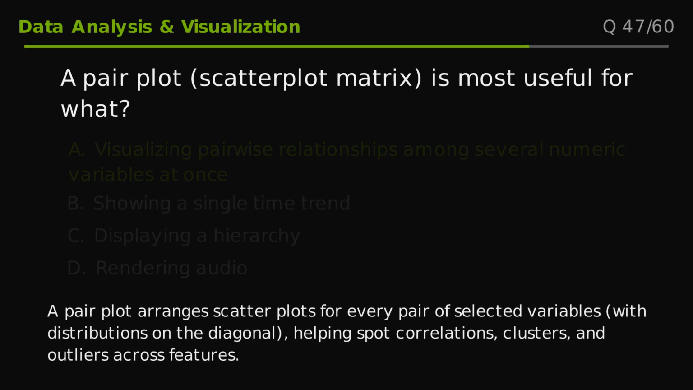A pair plot arranges scatter plots for every pair of selected variables with distributions on the diagonal, helping spot correlations, clusters, and outliers across features.